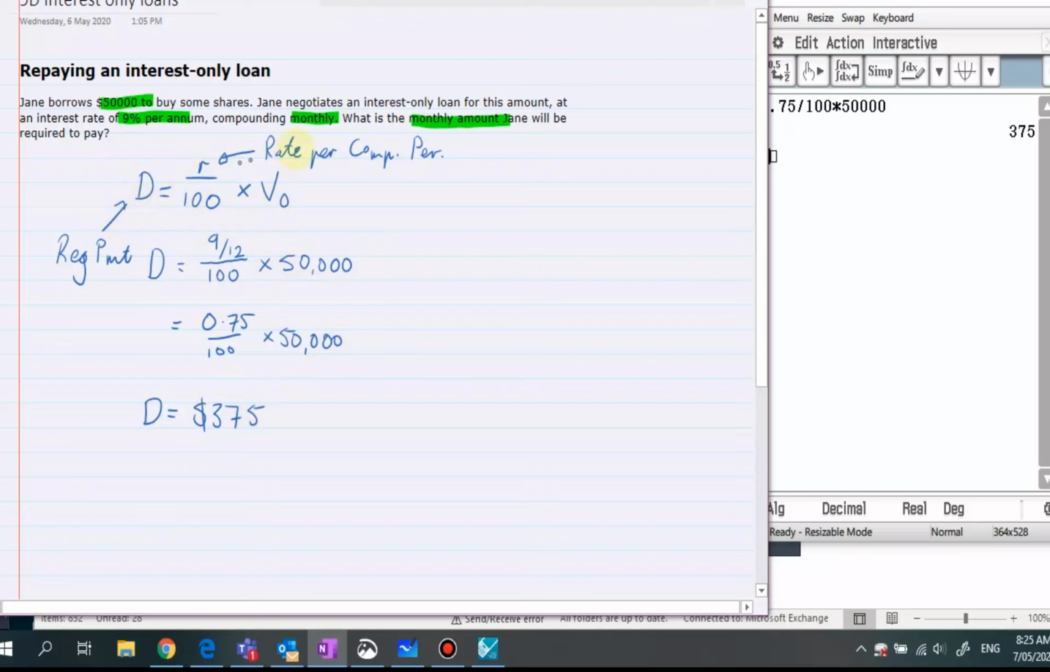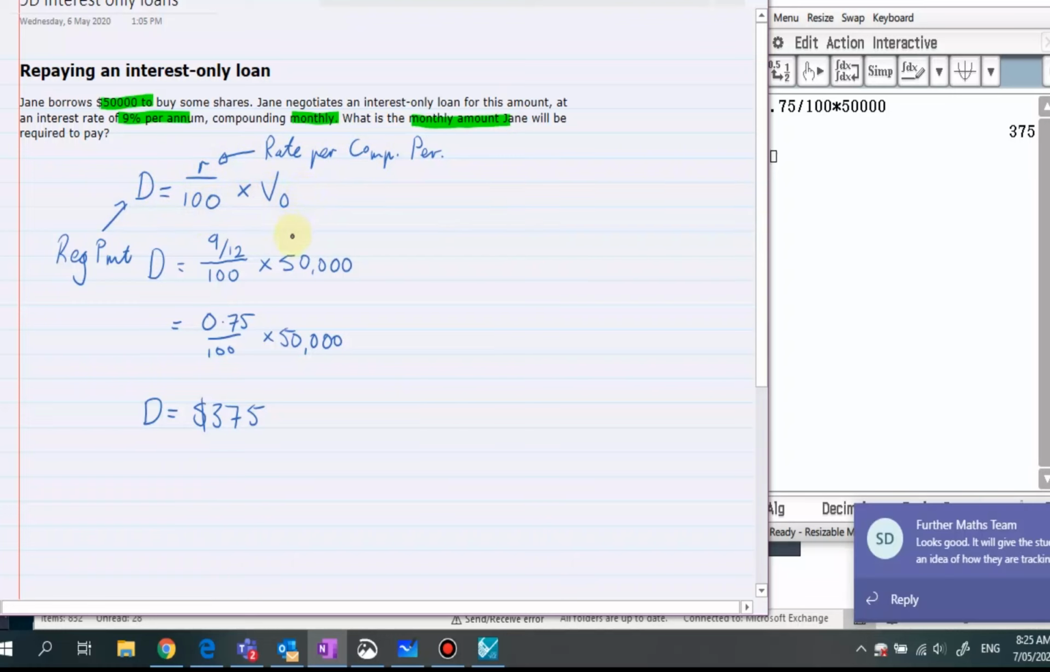worked out via the rate per compounding period over 100, multiplied by the original amount that Jane is borrowing. So at the end of the day, Jane's going to have to repay $375 each month.